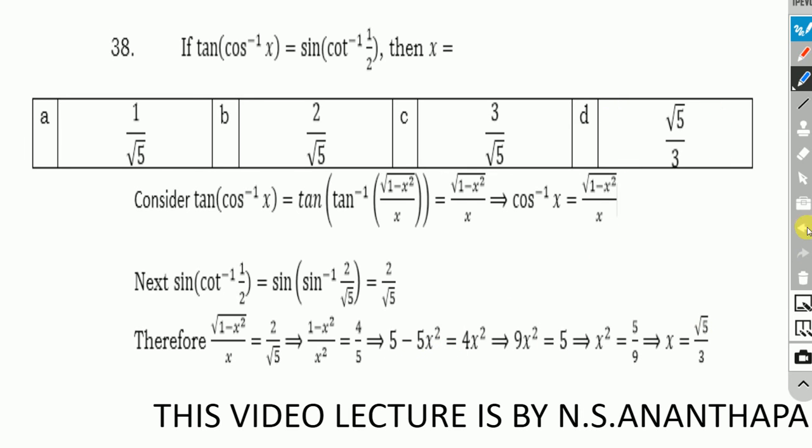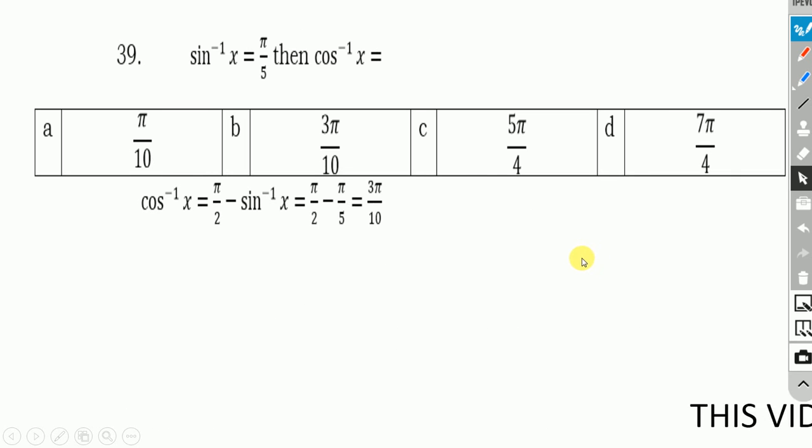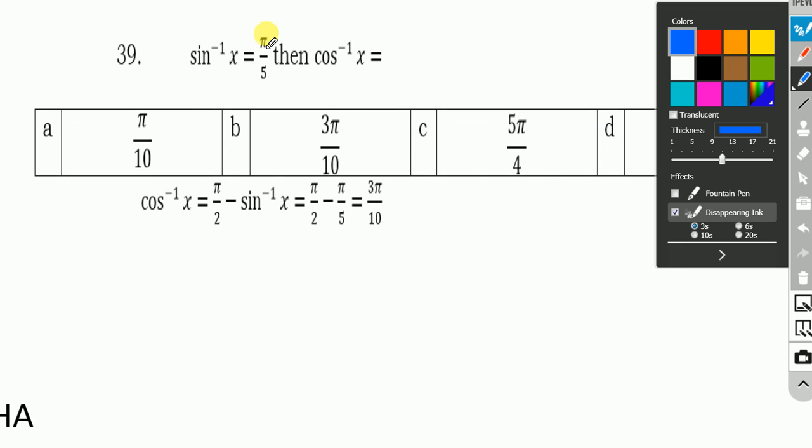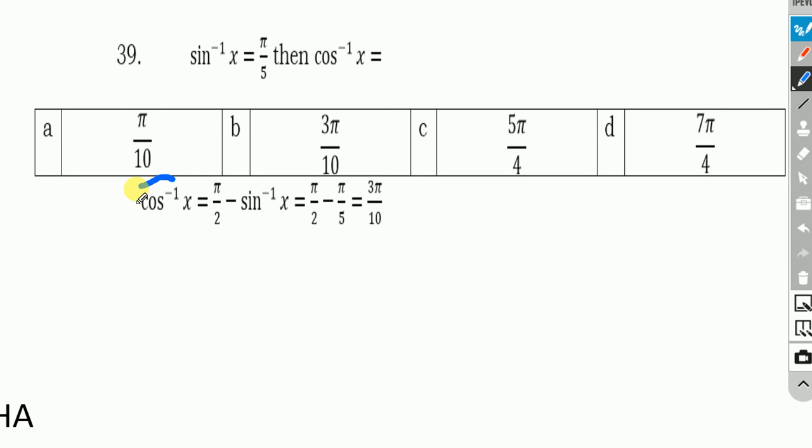If sin inverse x is equal to pi by 5, then what is cos inverse x is the question. So we have cos inverse x is equal to pi by 2 minus sin inverse x. Standard result, cos inverse x plus sin inverse x is equal to pi by 2, or cos inverse x is pi by 2 minus sin inverse x. But it is given that sin inverse x is pi by 5. So therefore pi by 2 minus pi by 5 is the required value of cos inverse x. So that is 5 2s are 10, 10 is LCM, 5 pi minus 2 pi is 3 pi by 10, which is in option B. 3 pi by 10 is the right answer.